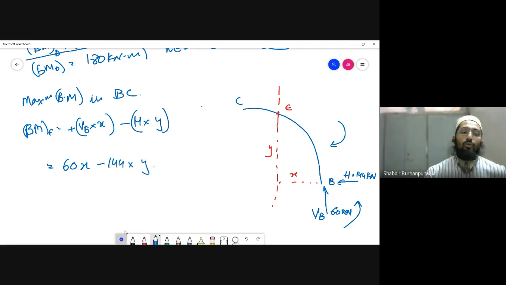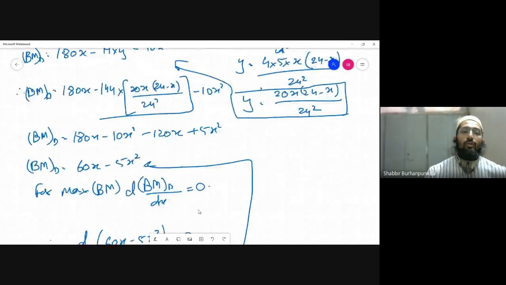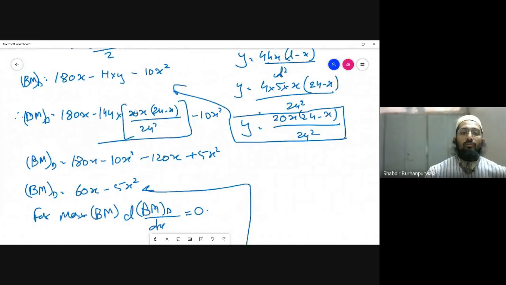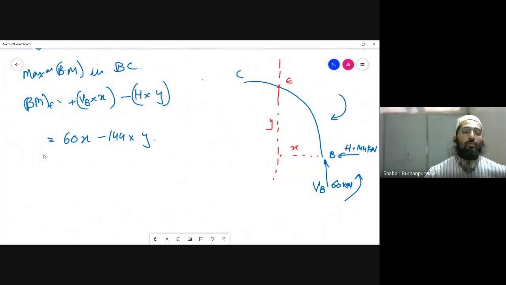If you see above, this 144 into y was simplified by us as 120x plus 5x square. This complete 144 into y was resolved as 120x plus 5x square. So either you can simplify, or you can go directly with whatever we have earlier calculated. Okay, so you can put that also.